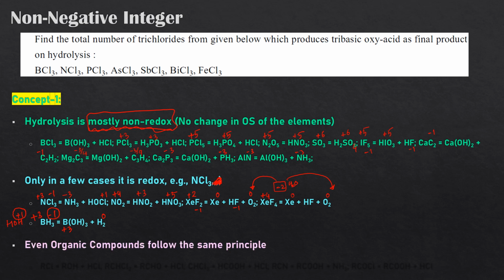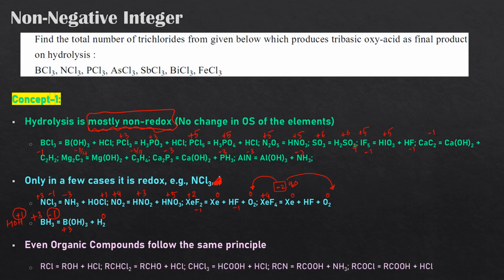Okay, sometimes we can see this kind of situation in organic compounds as well. We have a few examples given here. So alkyl halide is replaced into alcohol and HCl when that reaction is happening. Whatever the oxidation state of this R was, this is retained. There is no change because Cl at -1 oxidation state goes out, and OH at -1 oxidation state comes in.